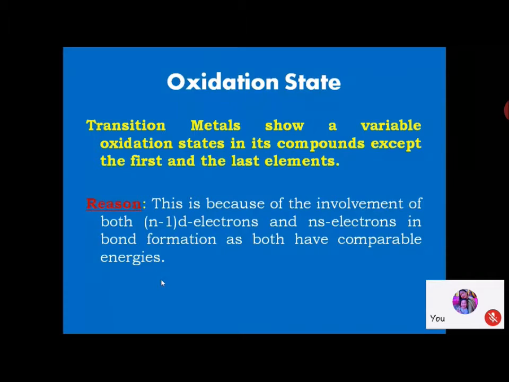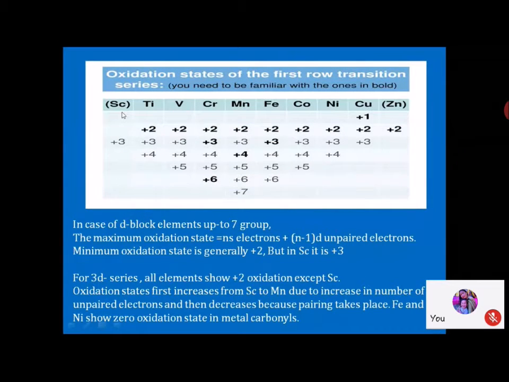The next one: scandium shows only the +3 oxidation state. Zinc shows only +2. Whereas titanium shows +2, +3, +4. Vanadium shows +2, +3, +4, +5. Manganese shows more, and copper shows +1, +2, +3. These are the common oxidation states. For manganese, +7 is also a common oxidation state.